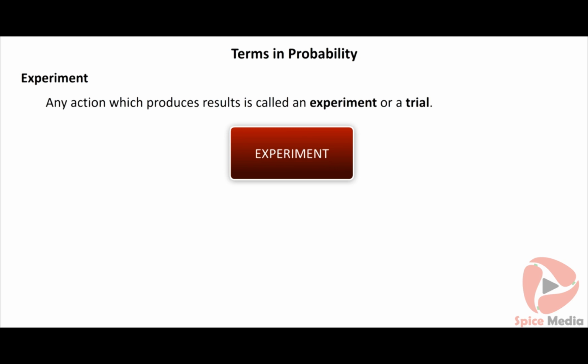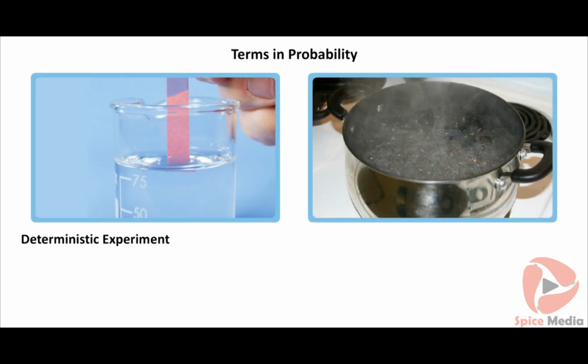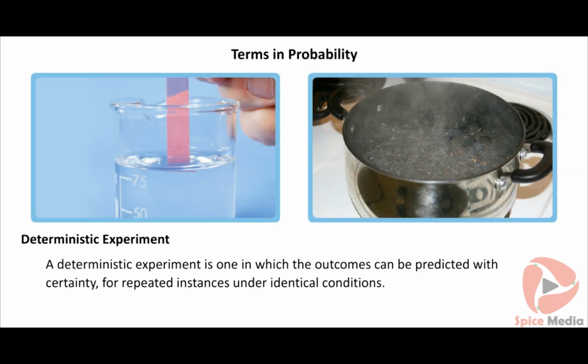Experiments are broadly classified in two ways: deterministic experiment and random experiment. Let us see about deterministic experiment. A deterministic experiment is one in which the outcomes can be predicted with certainty for repeated instances under identical conditions. Blue litmus dipped in an acid turns to red always, and when we heat the water, it evaporates. These are some examples of a deterministic experiment.